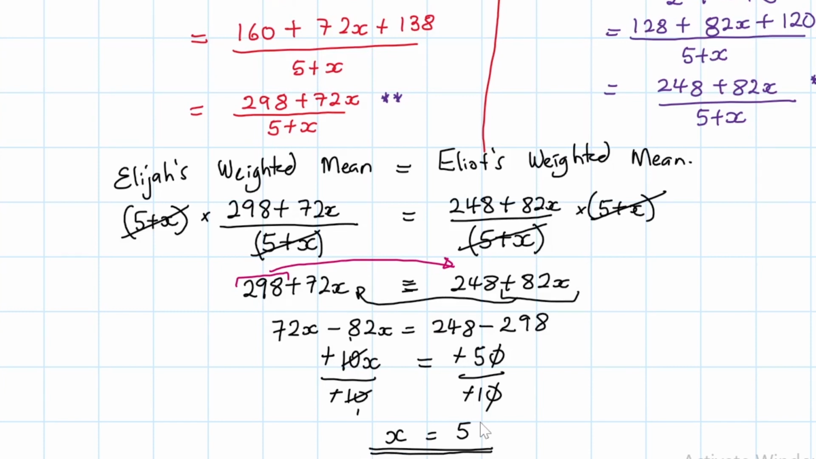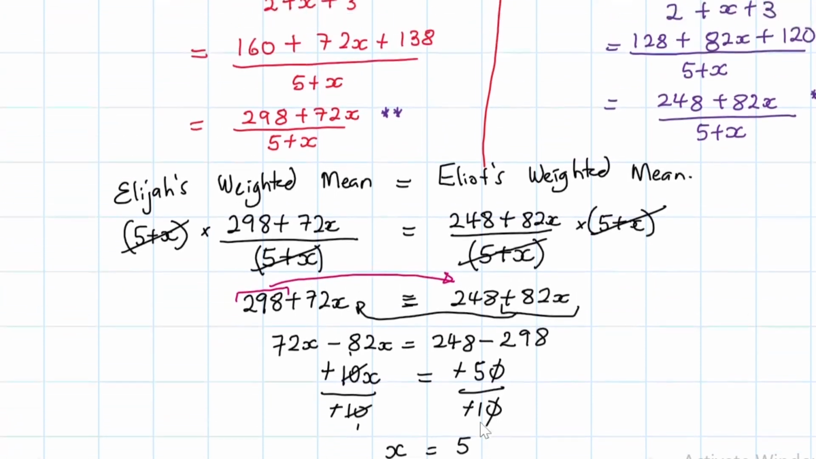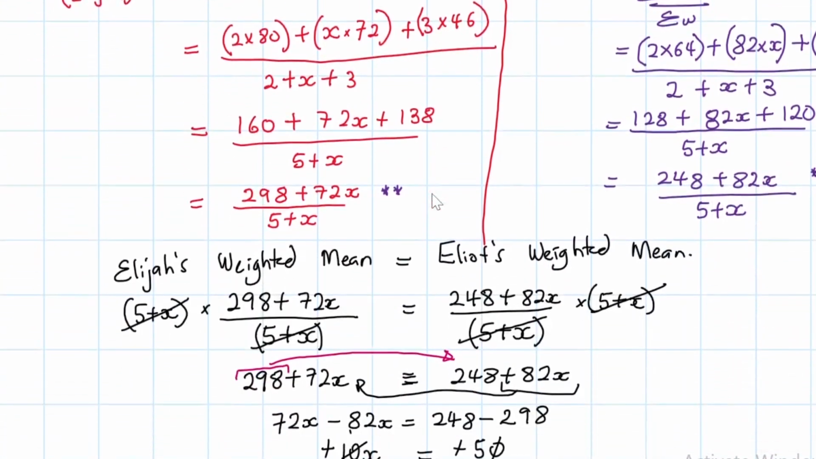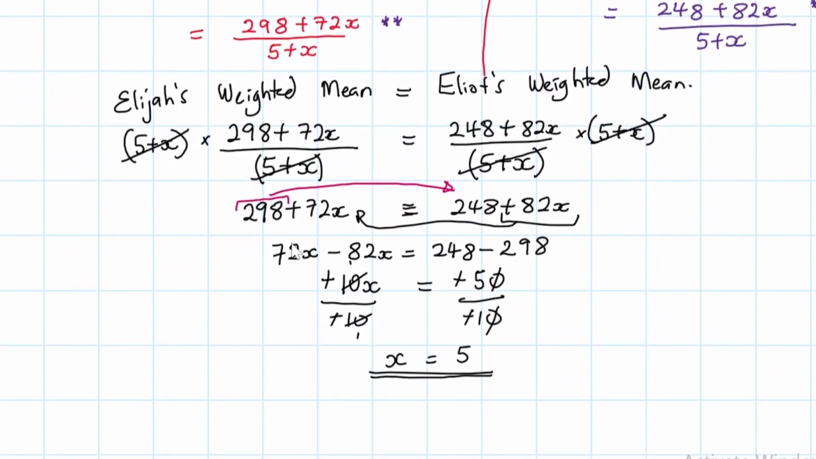Now that our value of x is 5, when you go back up here, you realize that Roman 1 said to determine the value of x, and we have been able to do that. Then Roman 2, find the value of Elijah's weighted mean. Since we have the value of x, we can now determine Elijah's weighted mean. That is more like part B. Part B, Elijah's weighted mean.